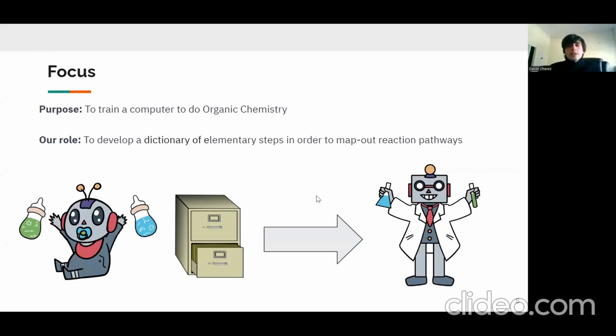The focus of our research is to train a computer to do organic chemistry. Our role in the project is to develop a dictionary of elementary steps in order to map out reaction pathways. So as we teach the computer more elementary steps, it'll be able to describe more chemical reaction mechanisms.